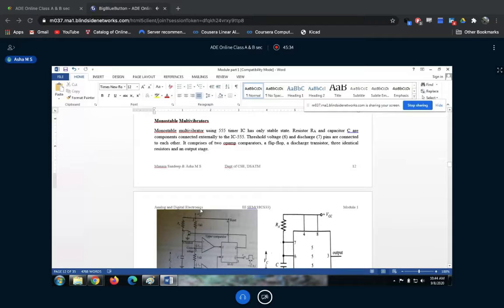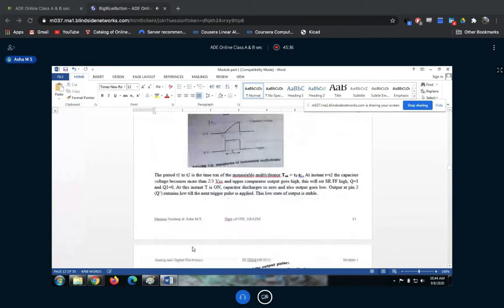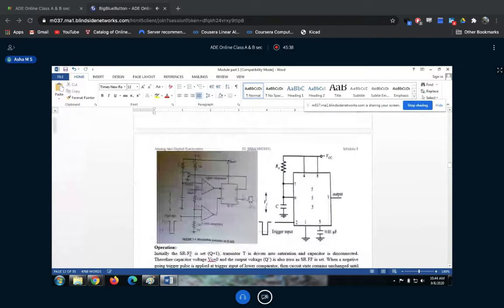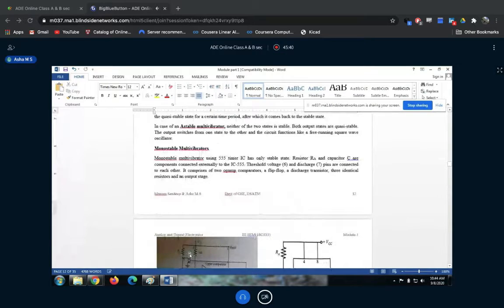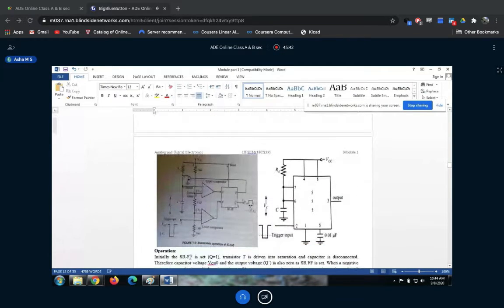Okay, guys, listen carefully. Here we are making use of the 555 timer in order to build this.